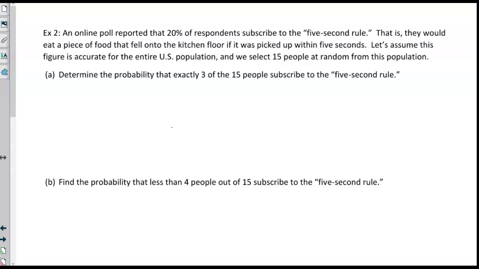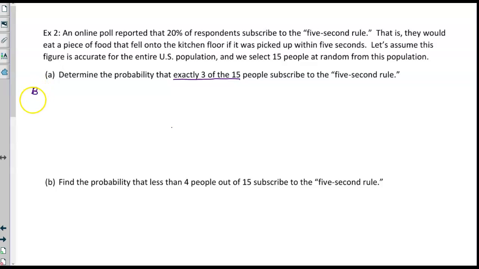An online poll reported that 20% of respondents subscribed to the 5-second rule. That is, they would eat a piece of food that fell onto the kitchen floor if it was picked up within 5 seconds. Let's assume that this figure is accurate for the entire U.S. population, and we will select 15 people at random from this population. So first of all, part A asks, determine the probability that exactly 3 of 15 people subscribe to the 5-second rule.